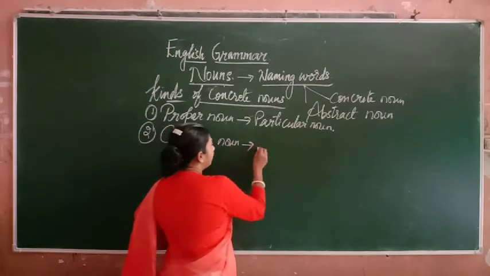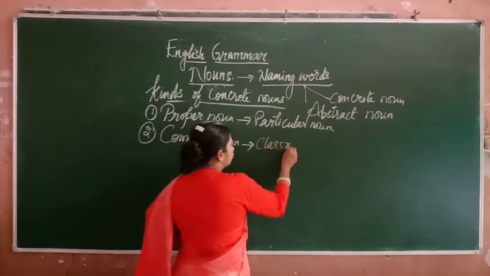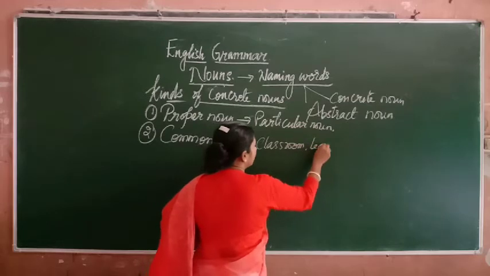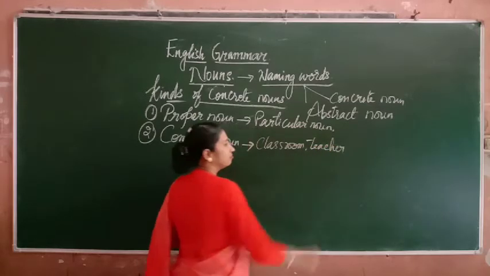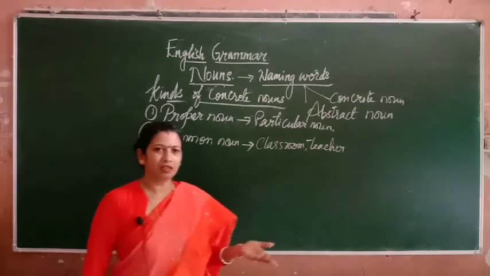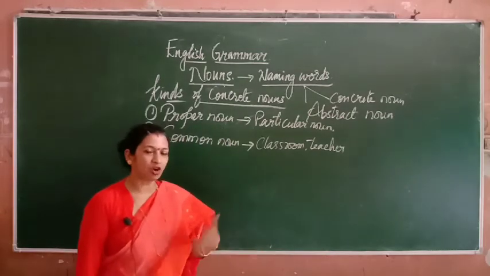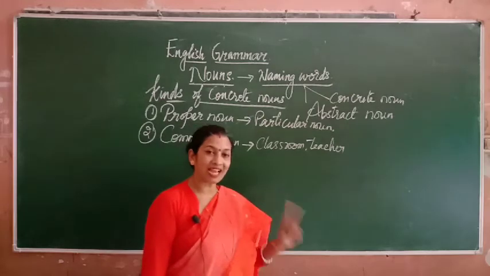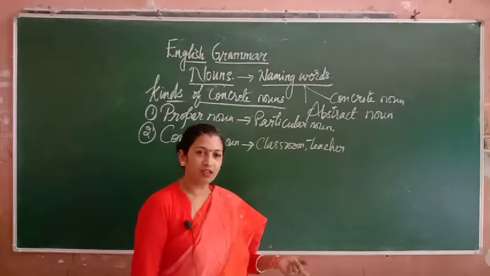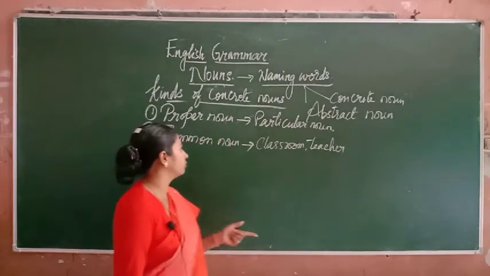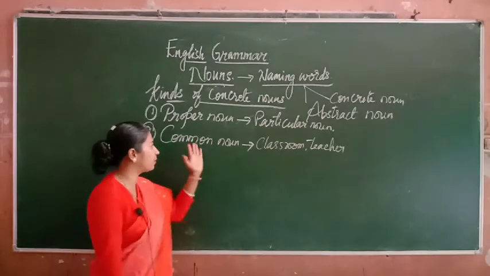So, in common nouns, you have like classroom, teacher, chair, table, students, birds, animals, all these are common nouns. But when we talk about lion, tiger, penguin, parrot, then they are proper nouns. So, I hope you understood what is proper and common.